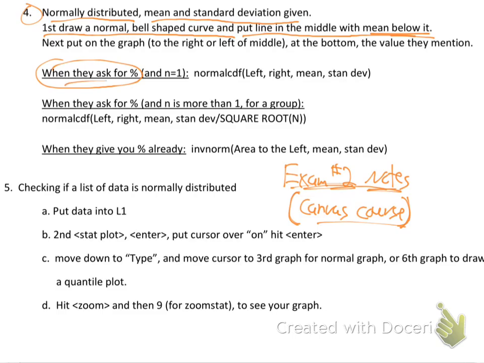So when they ask for the percent, n equals 1. Don't worry about that. If they don't say, then n is 1. Later, they'll give us a specific n, and then we'll do this type where it's more than 1. They'll let you know when it's more than 1. Otherwise, if they don't say anything, it's just n equals 1. We'll talk more about that in a minute. Now they're saying, what do we do? You do normal CDF, left, right, mean, standard.